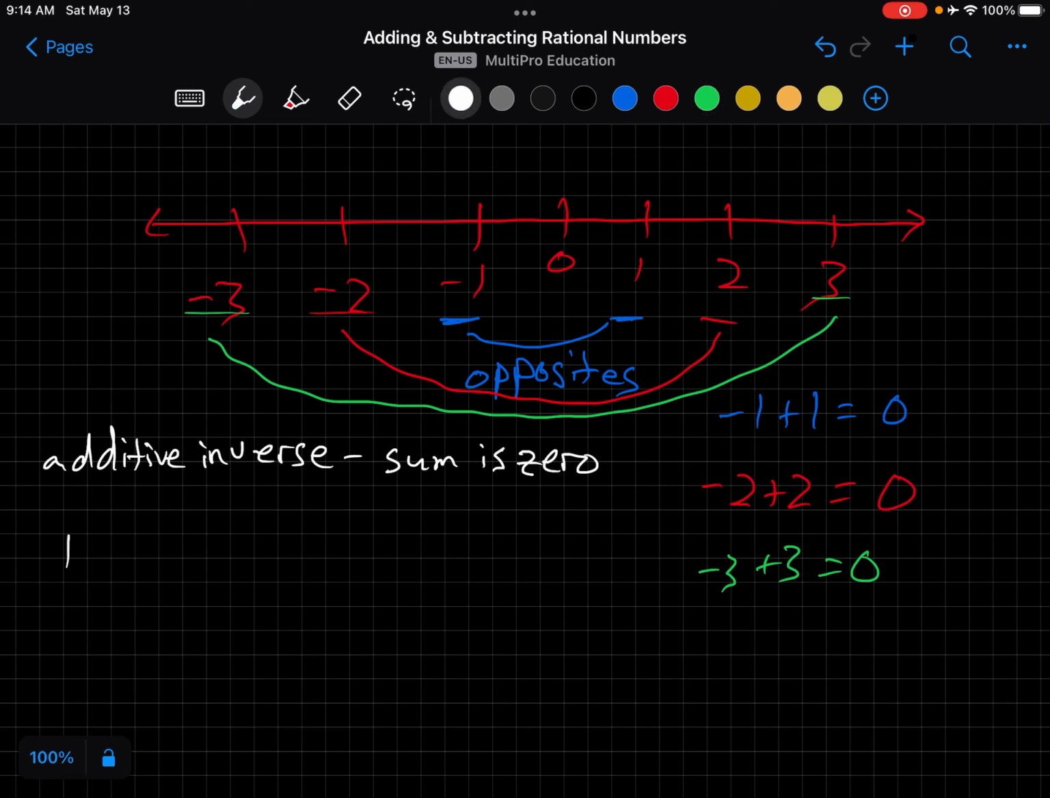Alright, so let's look at what we can do with additive inverses. Let's look at this. 1 plus -3 is equal to -2. Right? Well, we can replace this with 1 minus 3 is equal to -2. So what we did is take this and replace it with this, and it's saying the same thing. Okay, that's an additive inverse.